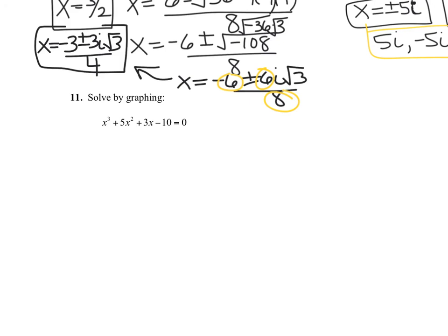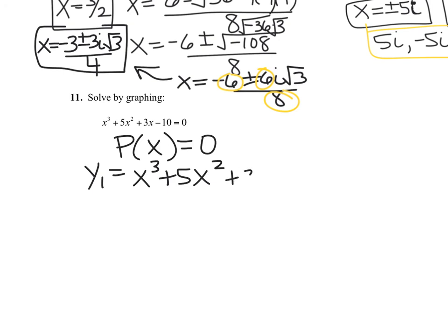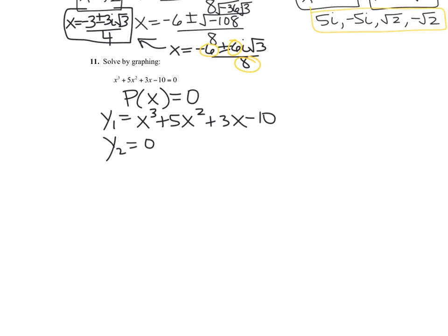Okay, and finally the last one, solved by graphing. All right, so you're going to need your graphing calculator. And what you want to do is make sure that your polynomial is equal to 0. So if there's stuff on one side, bring it all over to the other side. And for this problem, in our calculator, we input y1 as that first side, the cubic polynomial, and y2 is 0. And we're going to find the intersections of this polynomial.